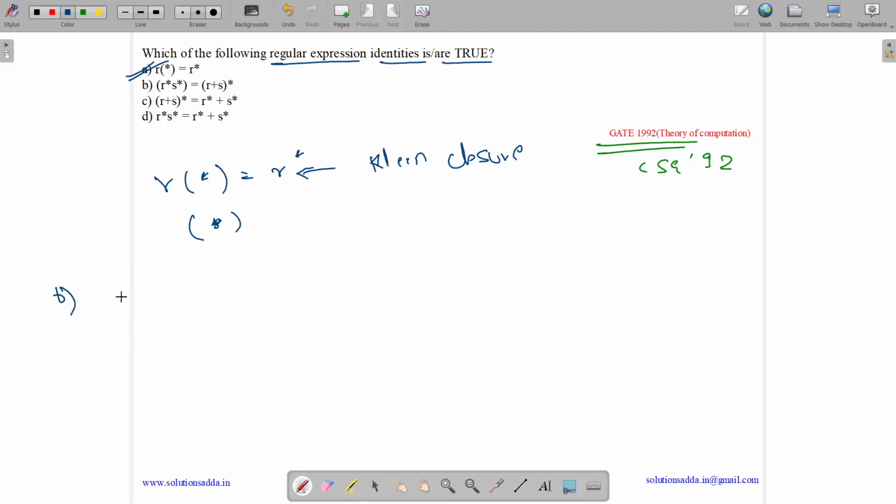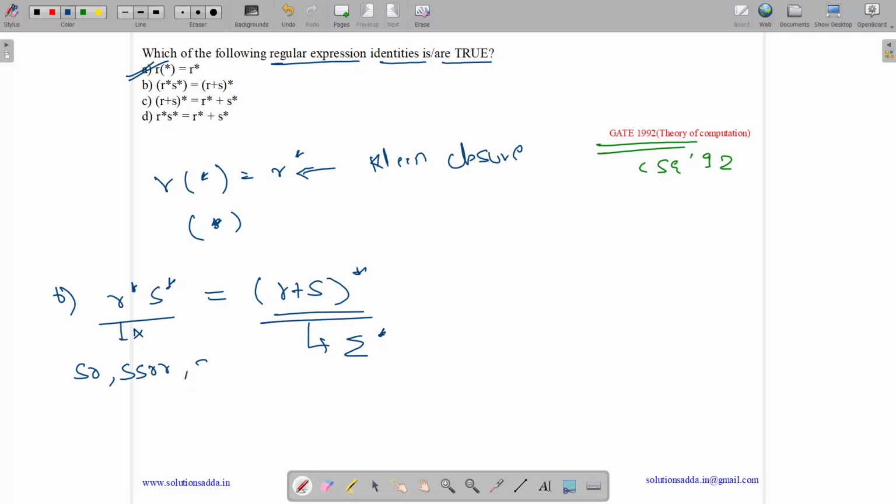Let us see option B. Option B says R star S star equals R plus S whole star. Thus RHS is nothing but sigma star, which means all the possible strings over R and S. And what is LHS? LHS means R should come previous to S, or S should only come after an R. So this LHS can't generate strings like SR, SS, RR, SR. So it can't have the strings in which any R comes after an S. So these are not equal.